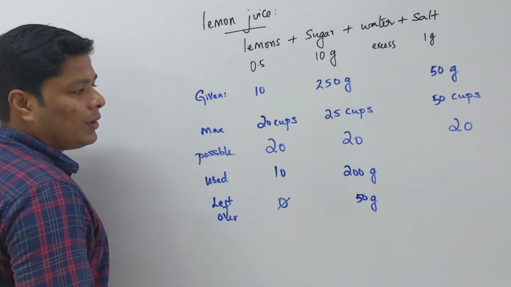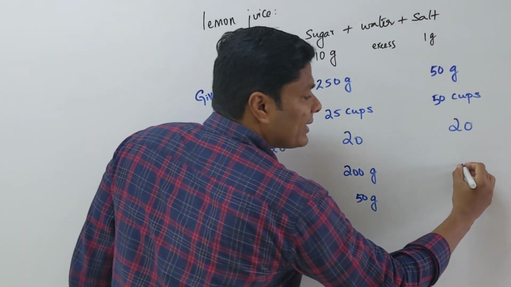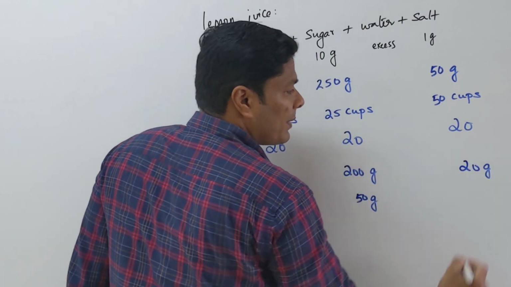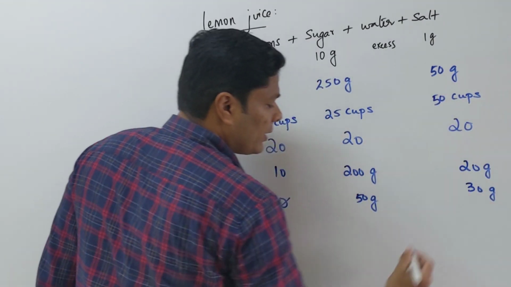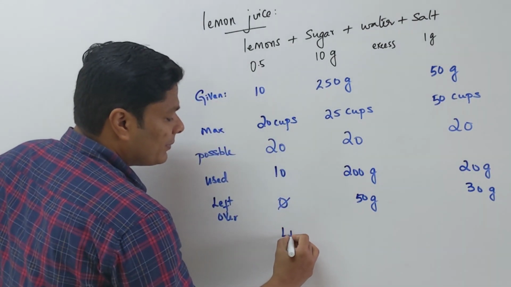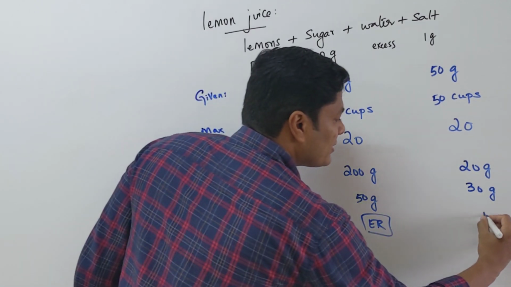Similarly, going to our salt, 1 cup needs only 1 gram. அப்போ 20 கப்ஸ்க்கு எனக்கு தேவை 20 grams. அப்போ left over என்ன? 50 grams, 20 grams யூஸ் பண்ணிட்டேன், 30 grams left over. So this is my limiting reagent, this is my excess reagent, this is my excess reagent.